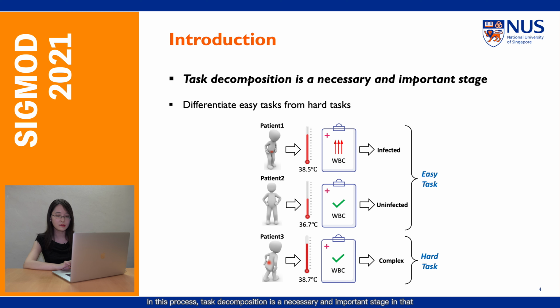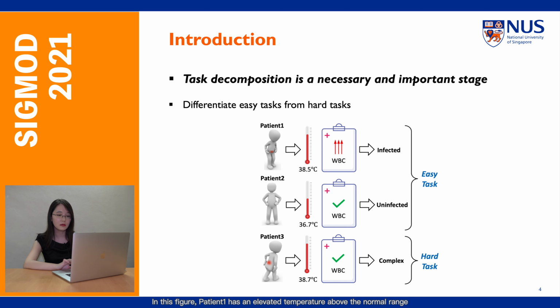In this process, task decomposition is a necessary and important stage, in that it can differentiate easy tasks from hard ones, hence can facilitate the process that the model handles easy ones and the domain experts handle hard ones. Let's look at an example to see what is an easy task versus a hard task.